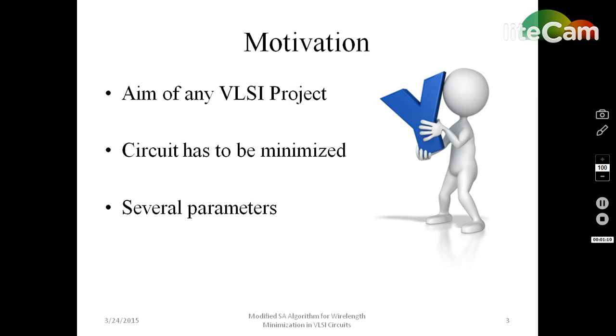While minimizing the circuits, several parameters have to be considered. Say, for example, wire length minimization, dead space minimization, area minimization, delay minimization. As such, there are several parameters that have to be minimized in order to get a minimum circuit, with a not large number of transistors and a reduced size of the circuit. How to solve these types of problems?